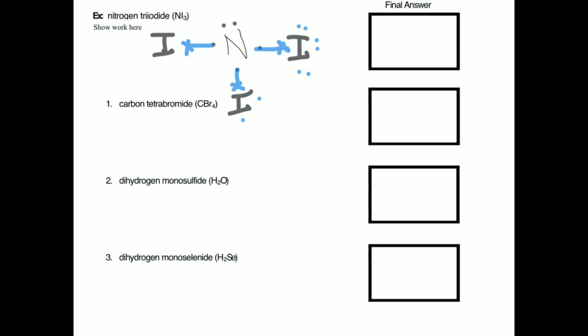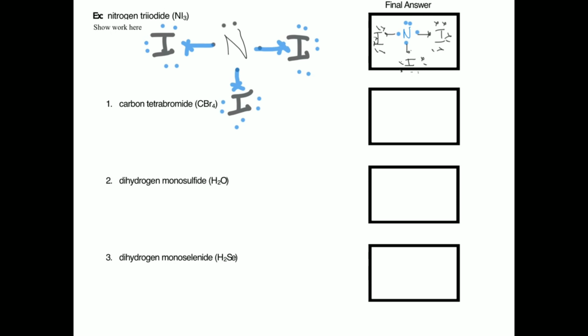1, 2, 3, 4. Remember that when dotting out, once you go in a complete revolution, you always jump over the bond line. 5, 6, 7. And one more time, our first dot is the line. 2, 3, 4, jump over the line. 5, 6, 7. So this is the Lewis dot diagram for nitrogen triiodide. Let's neaten it up and put our final answer in the box.